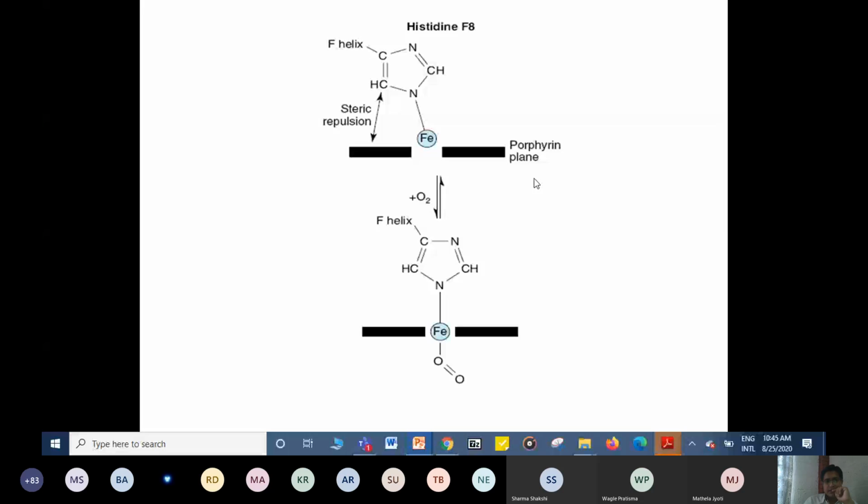As you see, this iron is slightly farther away from this porphyrin plane. Now, when the oxygen binds, you can see it is in the same plane as the porphyrin. This iron comes inside this porphyrin plane. However, there is very little difference. This is the magnified portion. There is little difference, and due to this, we also have the tau and the relaxed states.